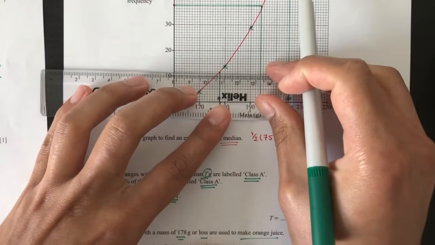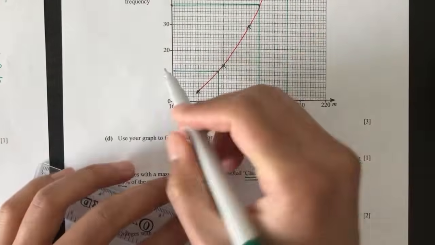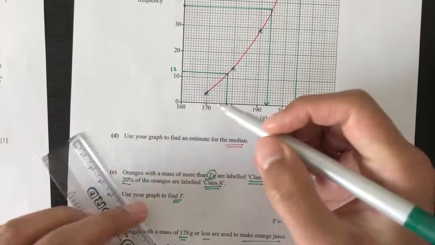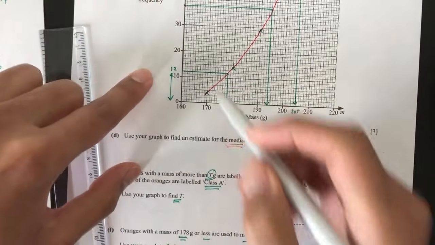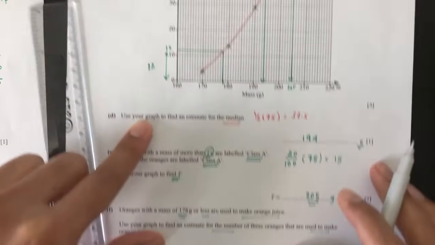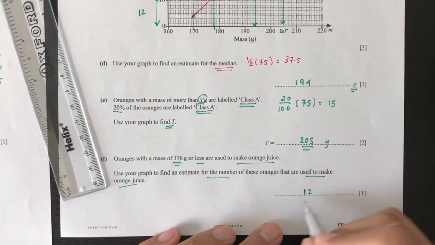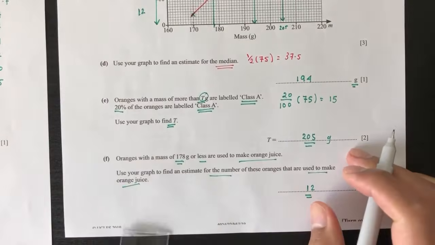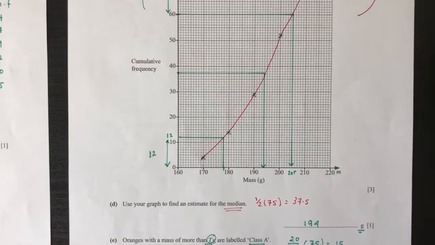And let's cut the y-axis to find the number of oranges. The number is 12, which means the number from here to here or less are used to make orange juice. So 12 minus 0 is 12. So your answer is 12 oranges are used to make orange juice. And that is the last part of question F. That was question number 8.